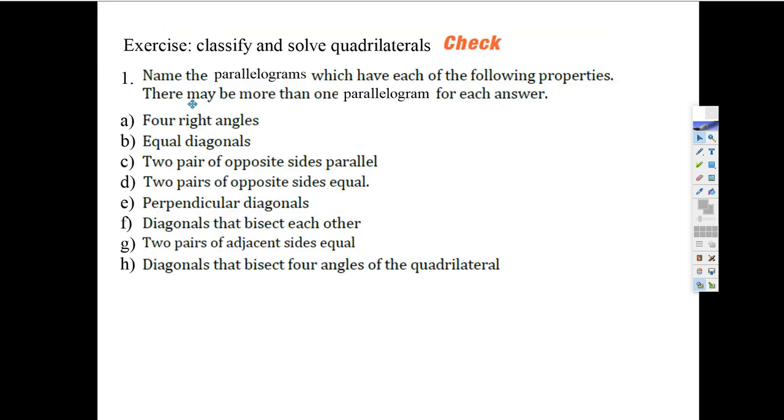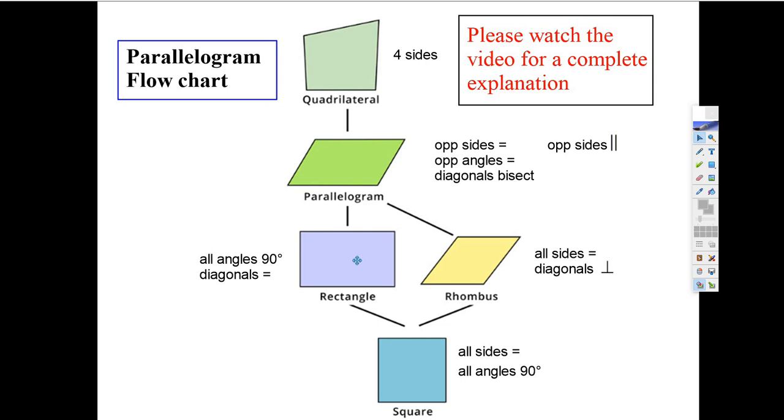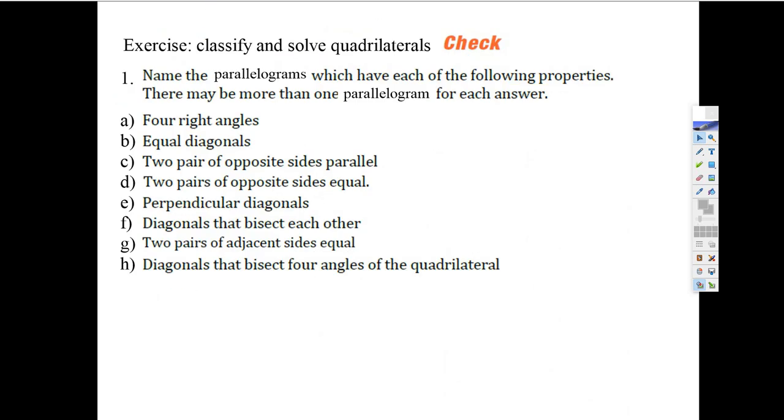We're going to do some problems where you have to classify and solve these things. Name the parallelograms which have these properties. There may be more than one. So which one of the parallelograms has four right angles? Well, you could go to this chart here and look at it, and there's my answer: the right angles, a rectangle and a square. So that's not so hard.